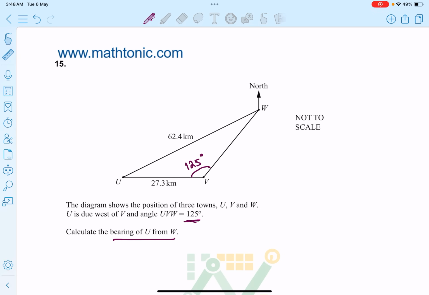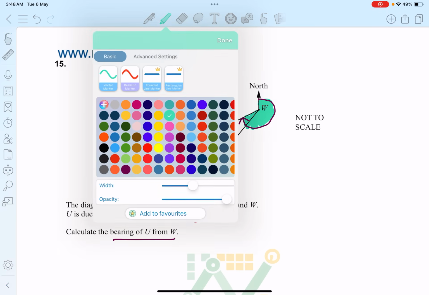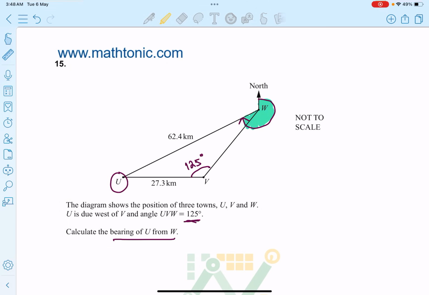So what does it mean? Calculate the bearing of U from W means we need to calculate this angle, the part I'm going to show you right now. First of all, I will try to find this angle, the part I'm shading in yellow. Can you see this, everyone? How to find this?